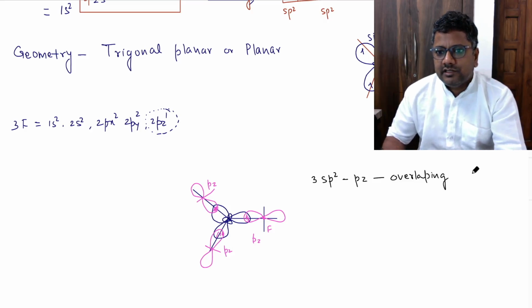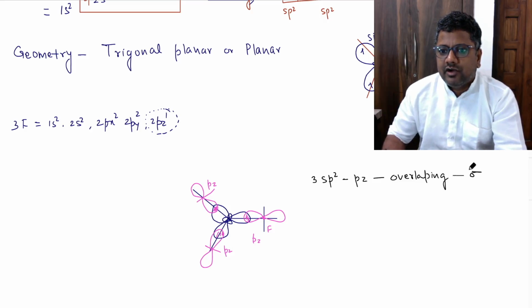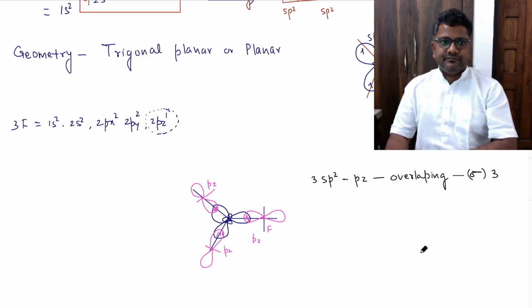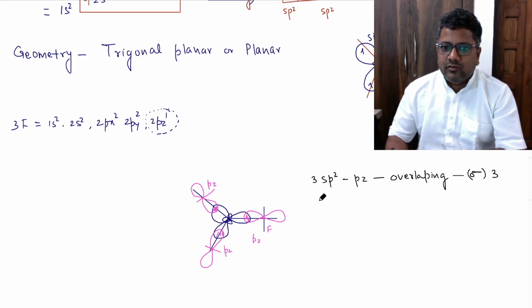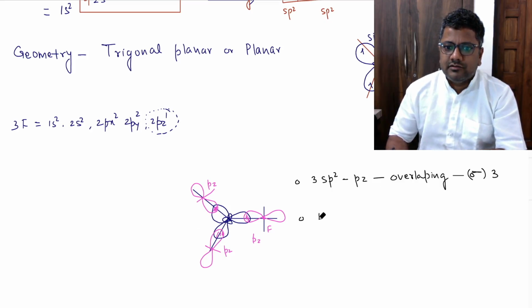So what is the nature of the bond? Sigma bond. How many sigma bonds do we have here? Three sigma bonds. Is there any pi bond? No pi bond. Any other feature? No lone pair on boron.